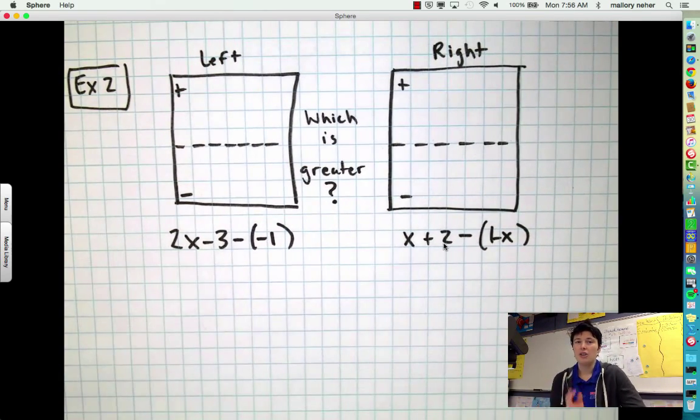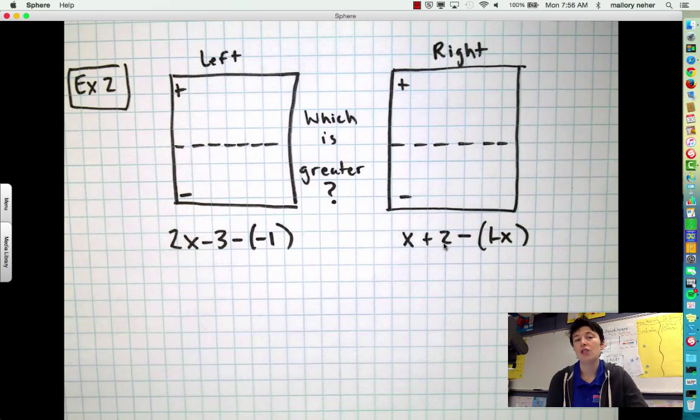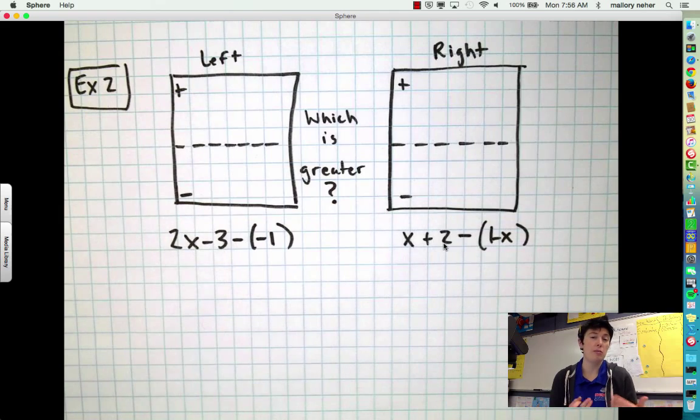So here's what you should do. Pause the video and see if you can draw it out correctly first. And then unpause the video and see if your drawing matches my drawing.